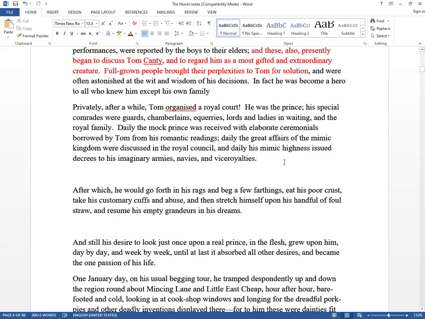Now, what does he do? Now, Tom has organized a playhouse, a palace. Now, in this palace, royal court, Tom is the prince, mock prince, and his friends are the guards and other characters of the royal family. He enjoys it now. This is Tom's life. This is Tom's world now.